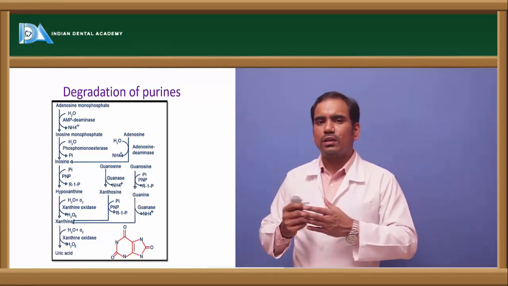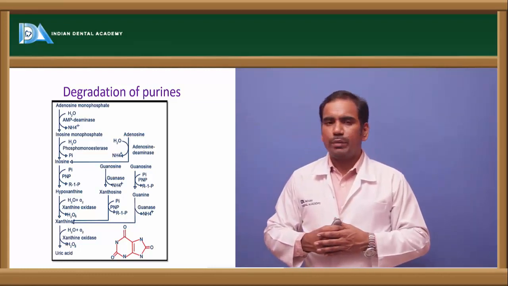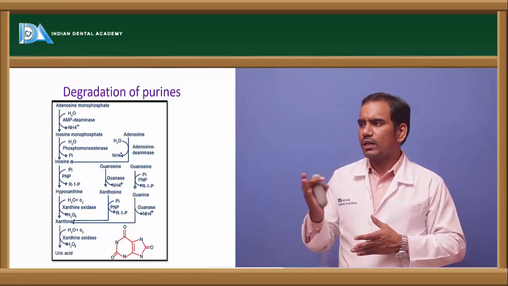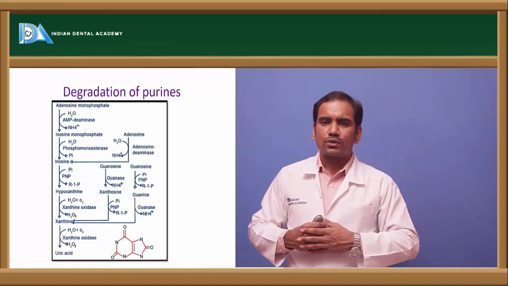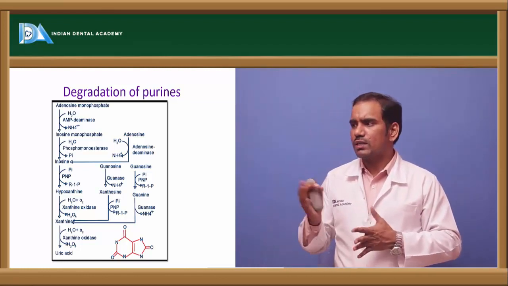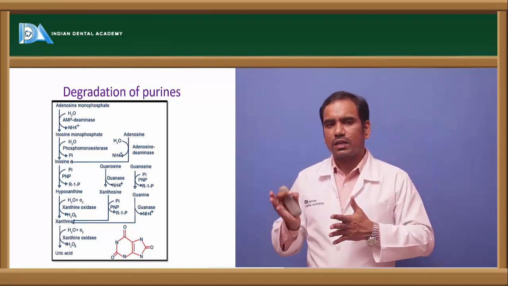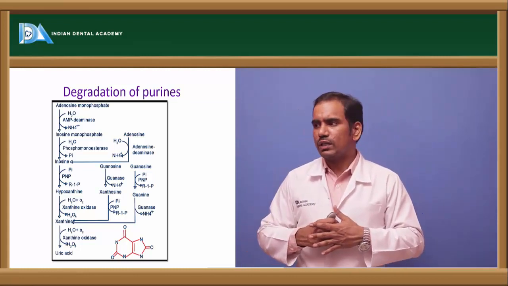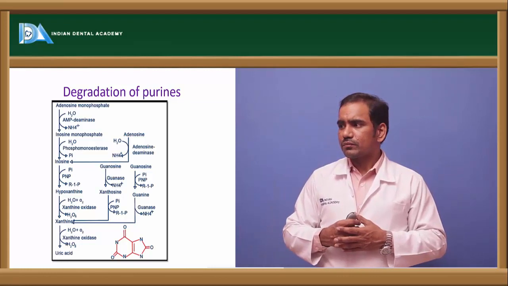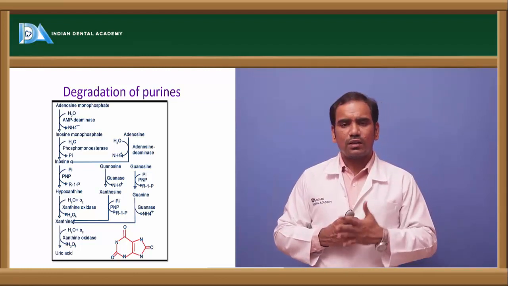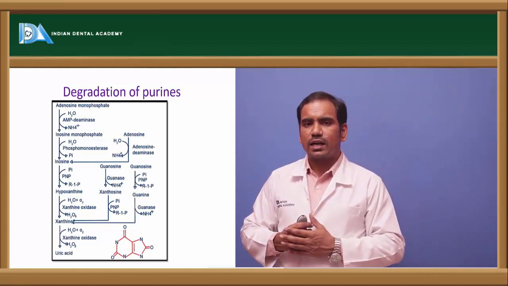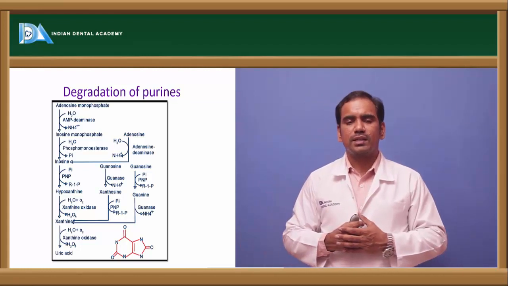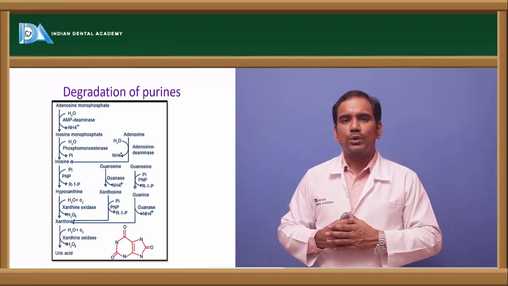So this is about AMP, adenosine monophosphate. When you take adenosine, by the action of the enzyme adenosine deaminase, it is converted into the corresponding nucleoside, inosine, and that inosine undergoes the same set of reactions catalyzed by PNP and xanthine oxidase, and is finally converted into uric acid.